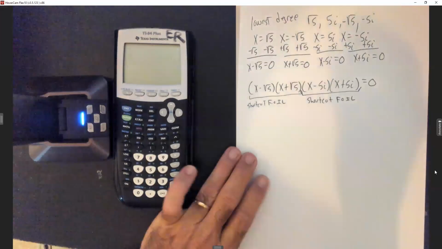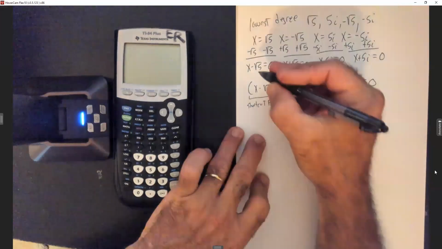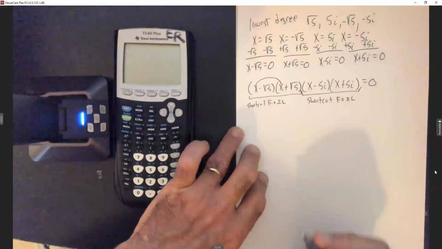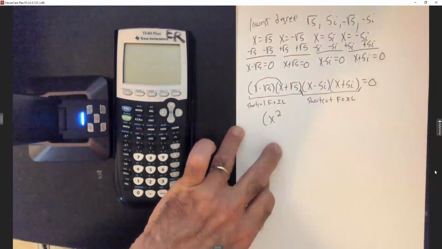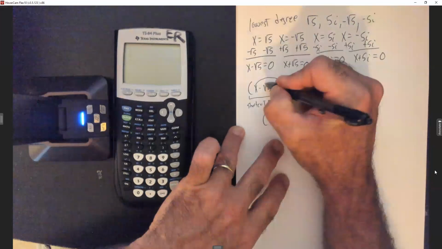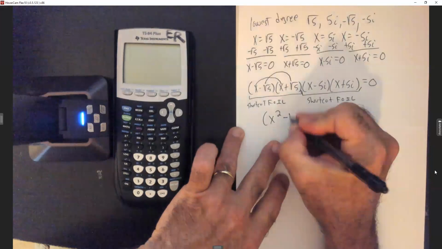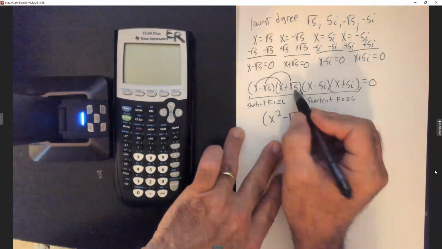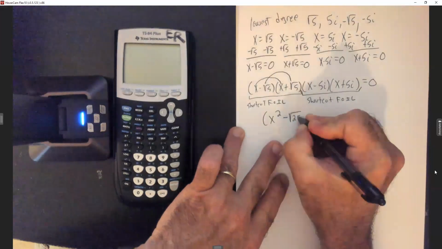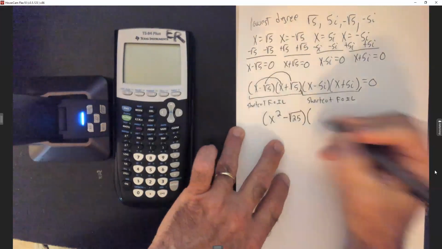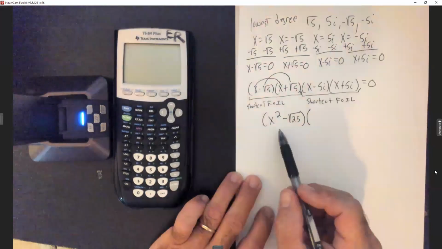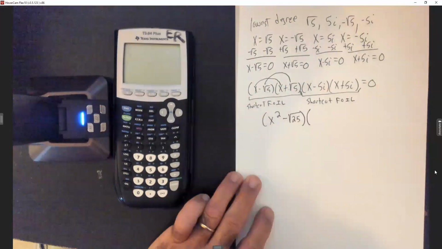To shortcut FOIL, you do the first two terms together. X times x gives me x squared. And then you multiply the last two terms together. Well, a negative and a positive is going to make that a negative square root of 5 times square root of 5, which is 25. So I shortcutted those, and I didn't have to worry about adding like terms because I knew they were going to cancel. And then in a second, we'll take care of that right there, okay?